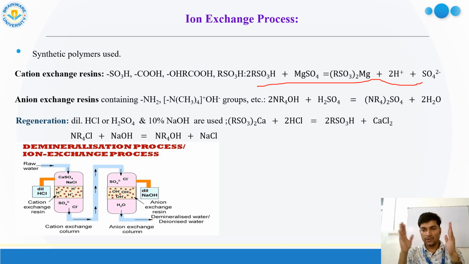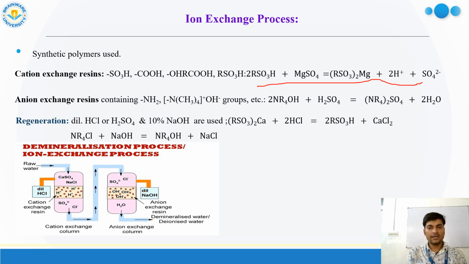But what is harmful? Magnesium is harmful, calcium is harmful. Calcium is separated like in zeolite. Here we use resin, and calcium and magnesium are separated out. We can regenerate it here also, by using dilute HCl and 10% NaOH. We can also convert this used cationic or anion exchange resin back into its previous condition.